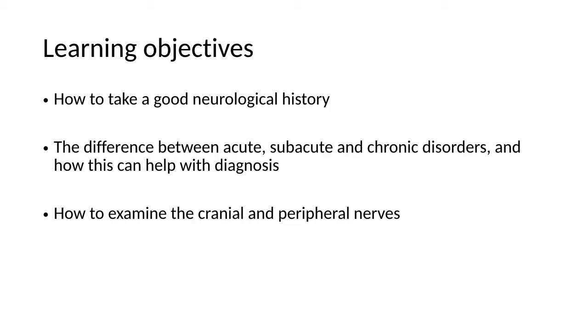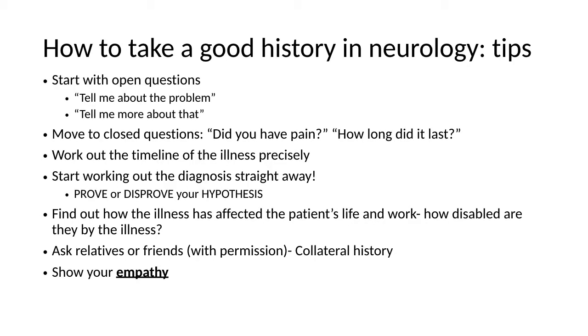Today's learning objectives are firstly how to take a good neurological history, and also importantly how the neurological history differs slightly from other forms of history taking in medicine. Then we'll move on to talk briefly about the differences between acute, subacute and chronic disorders and how your history can help diagnose these. And then to finish, we'll go rather quickly through how to examine cranial nerves and peripheral nerves.